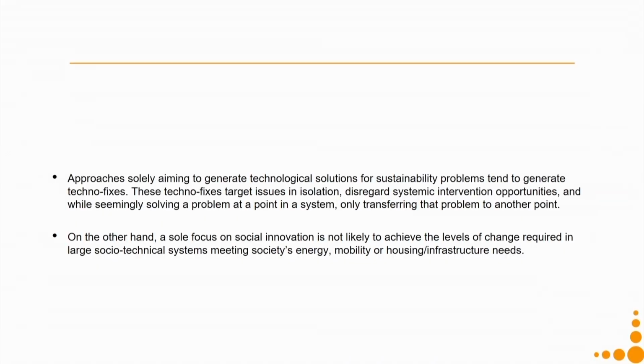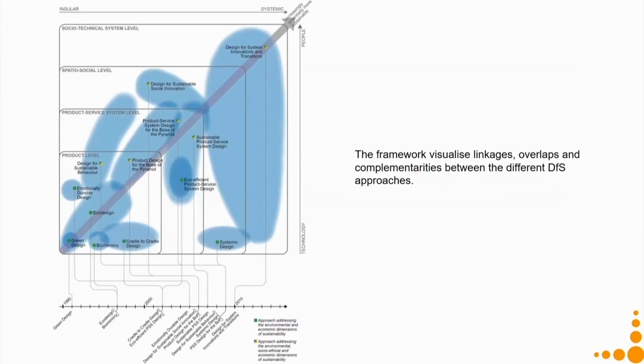On the other hand, a sole focus on social innovation is not likely to achieve the levels of change required in large socio-technical systems meeting society's energy, mobility, housing or infrastructure needs. In that particular context, we need to use social innovation along with technological innovation. So, our framework helps us to visualize linkages, overlaps and complementarities, and we can see how we can take aspects from each of these levels and come up with the most optimal solution possible.